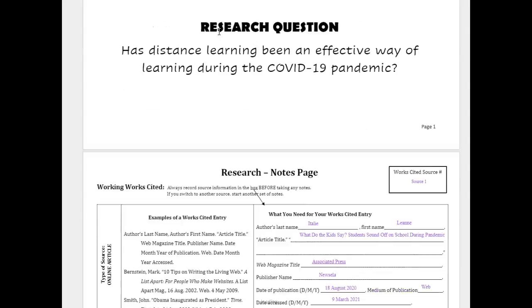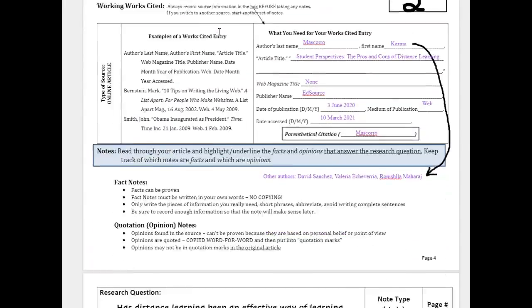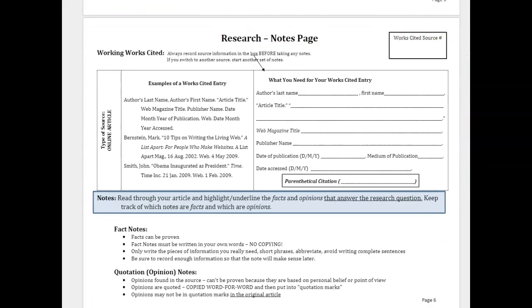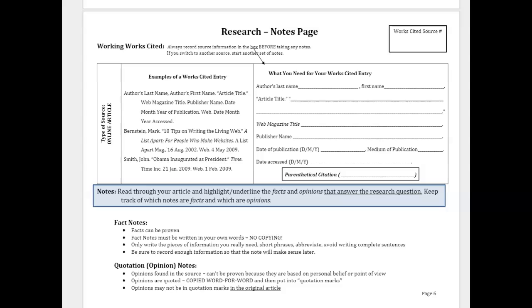We're going to flip through your packet and go to page 6. So we're starting the process over because we are going to start a new source. Every time you find a new source during your research, you start this process again. You find all of the works cited information, you read through the source to find your information, and then you turn that information into notes.